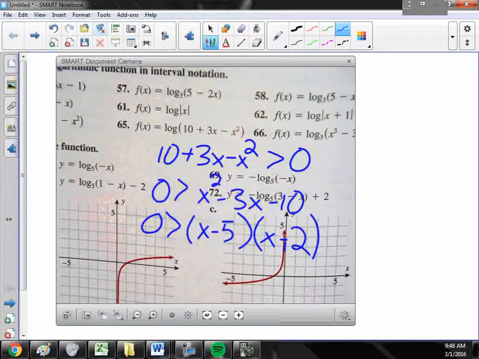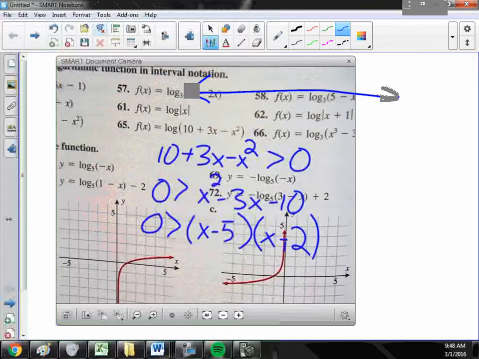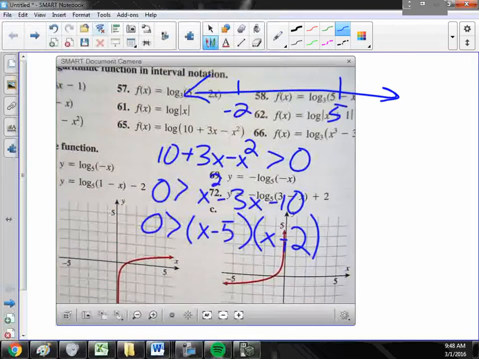And now we just need to decide, is it going to be between those two, or is it going to be outside of those two? So on my number line, negative 2 and 5, and I know that these are not equal. Is it everything in the middle, or is it everything on the edges? What's the easiest way to tell? What do you mean?